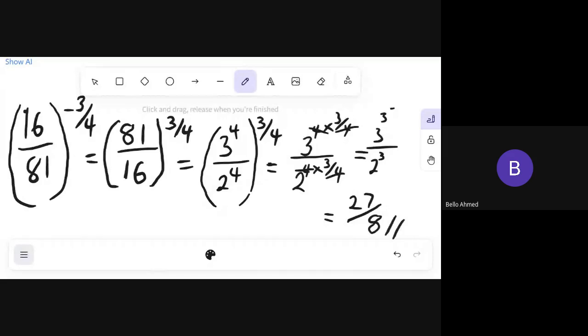If you decide to solve it the other way around, that is, when you say this minus is going to be 1 over, then you rewrite everything raised to the power of 3 over 4, you're still going to get the same answer.